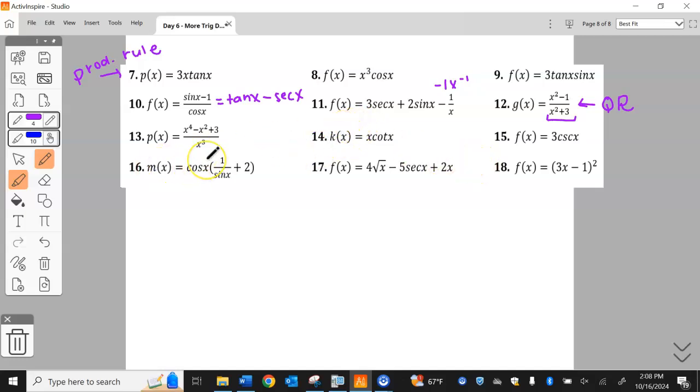And then if you look at ones like 16 and 18, on 18 you're going to need to rewrite this as 3x minus 1 times 3x minus 1. And then from here, you could either do the product rule, or you could FOIL it out, and once you FOILed it out, you could then just do your power rule. On 16, I would go ahead and distribute in that cosine, and then you would have cosine over sine, which is cotangent, plus 2 cosine, and then you could just do your easy trig derivatives.